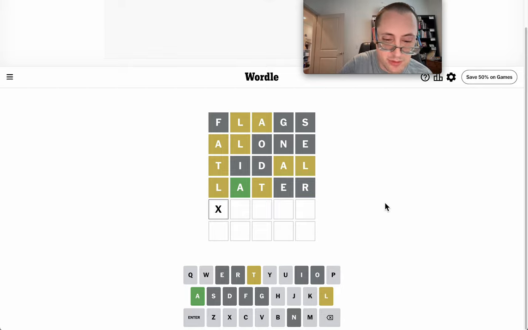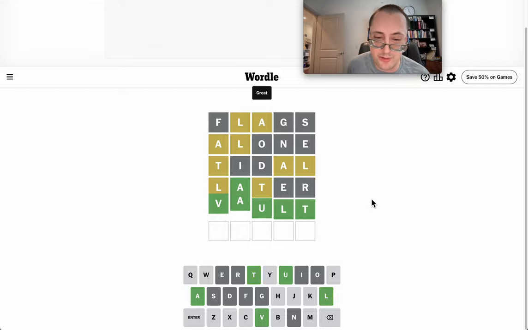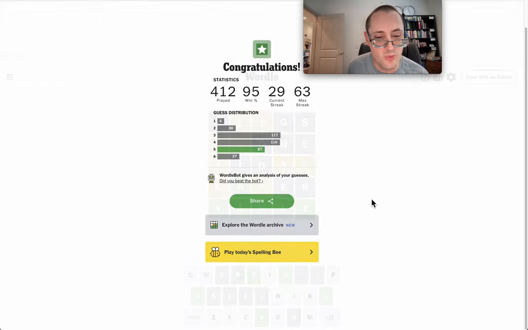So I'm left with blank A blank LT, I think, as the only other configuration. And vault. I would try fault, but that reuses F, and whew, that happens to be right. Wow, that was tough.